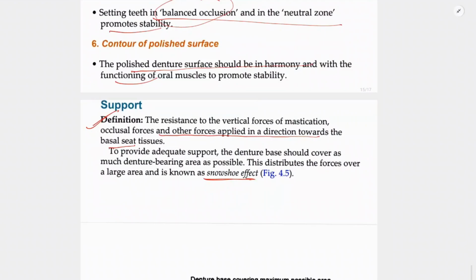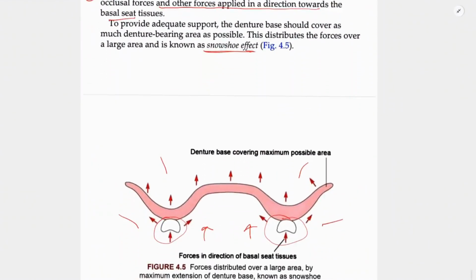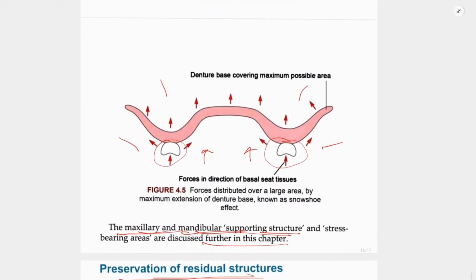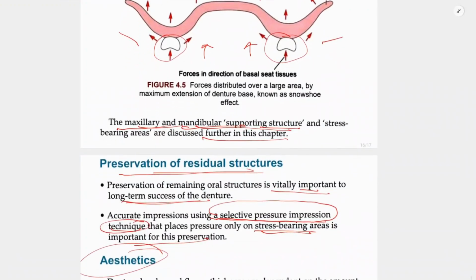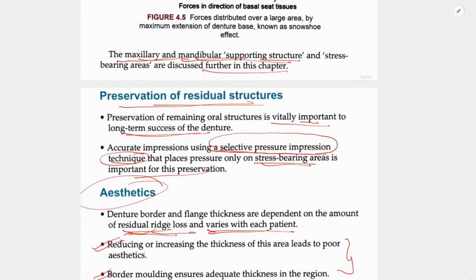Next is support. Explain about the snowshoe effect, draw the diagram of snowshoe effect, and then write the definition of support. Preservation of your residual structures. Very important is the selective pressure technique. If you don't preserve the residual structures, the patient will have pain in future while placing the denture.